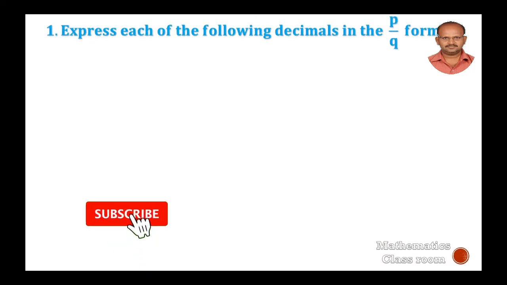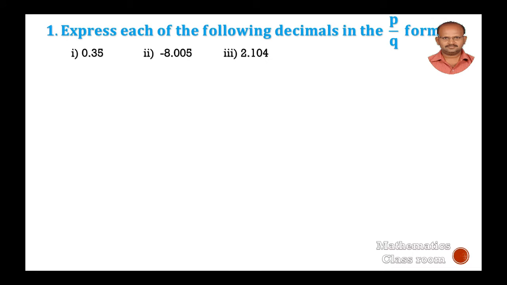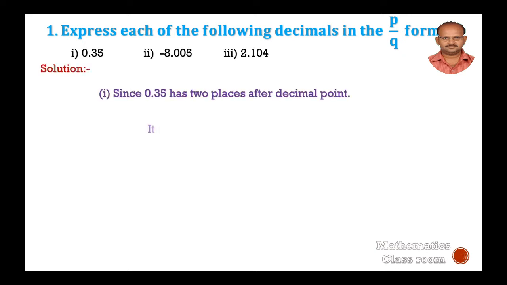Express each of the following decimals in the p by q form, that means rational form. First one is 0.35, second one is minus 8.005, third one is 2.104. Solution of the first one. Since 0.35 has two places after the decimal point, it is written as 35 by 100. Dividing numerator and denominator by 5, the final answer is 7 by 20.